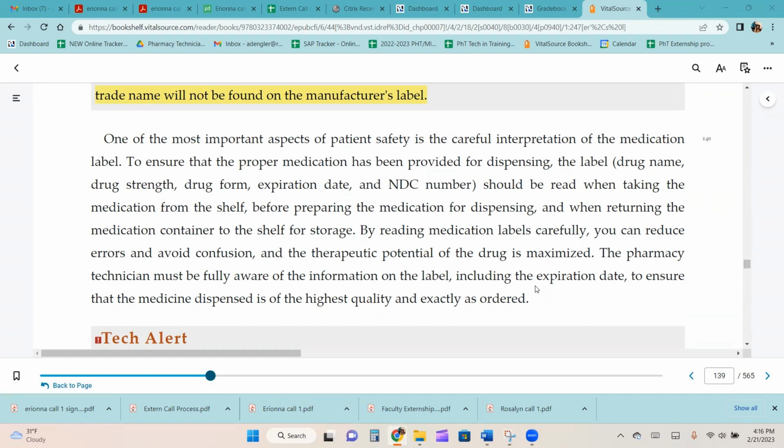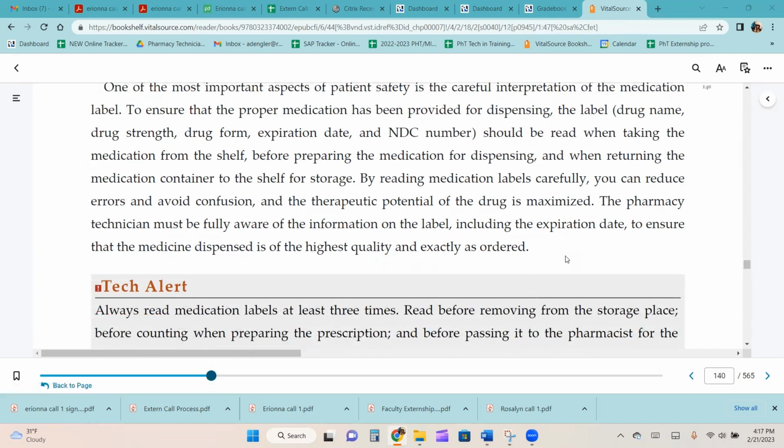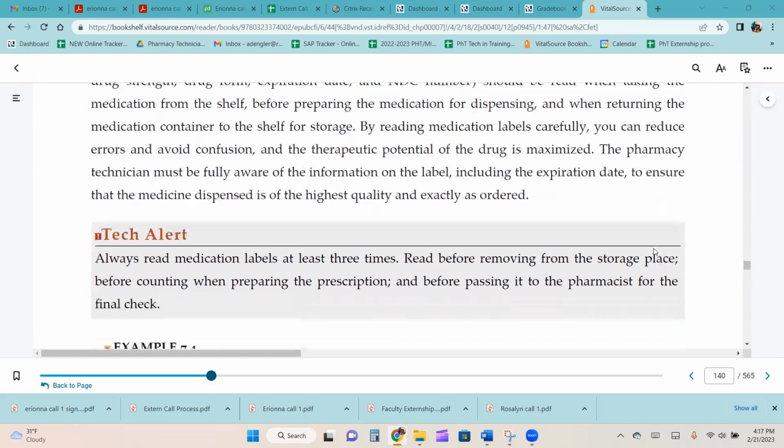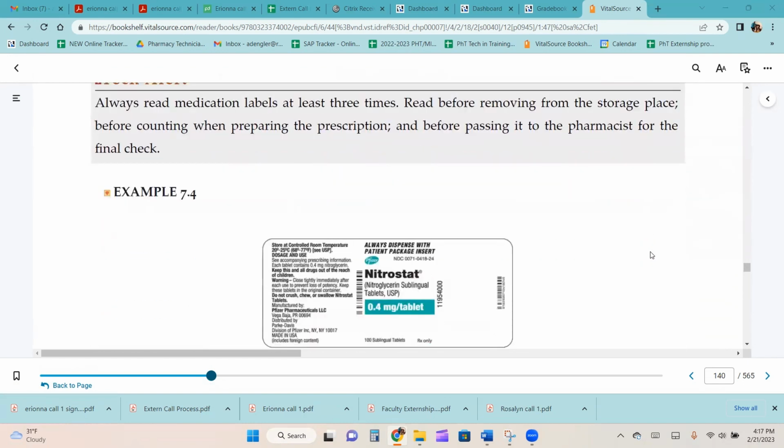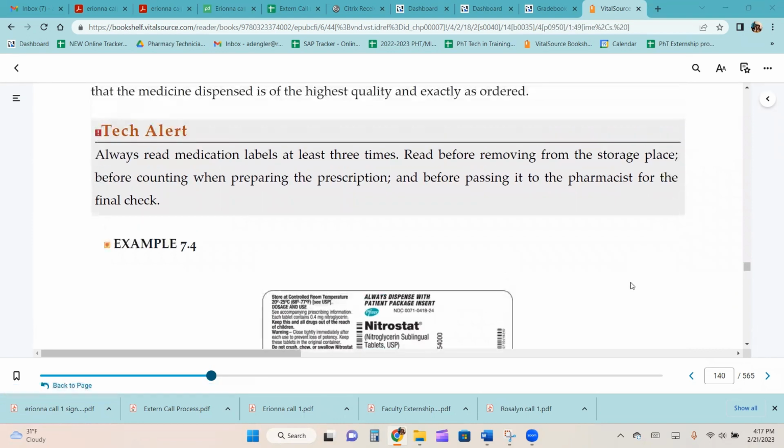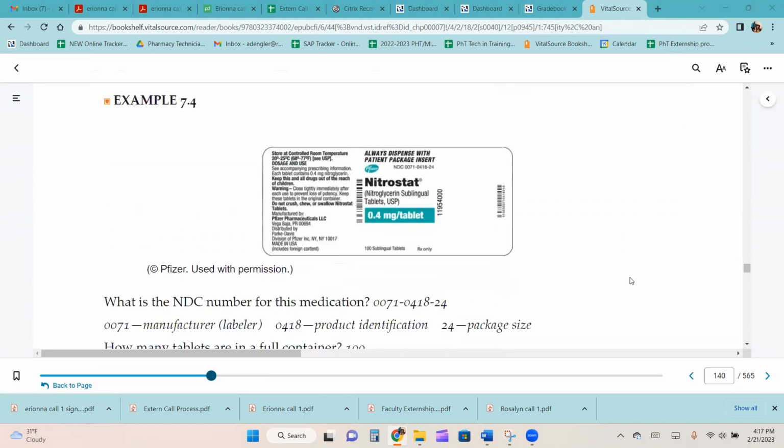To ensure that the proper medication has been provided for dispensing, the label should be read when taking the medication from the shelf, before preparing the medication for dispensing, and when returning the medication container to the shelf for storage. By reading medication labels carefully, you can reduce errors and avoid confusion, and the therapeutic potential of the drug is maximized. The pharmacy technician must be fully aware of the information on the label, including the expiration date, to ensure that the medication dispensed is the highest quality and exactly as ordered. So they always say that you should check and read medication labels at least 3 times.